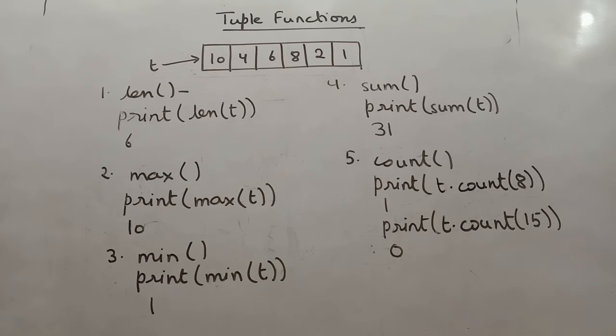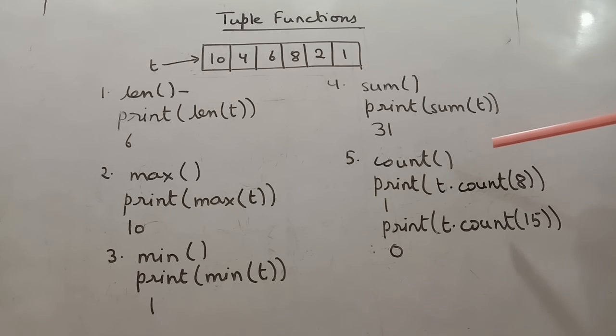The next function is your sum function. Now sum function is going to add all the elements of the tuple and provide you the answer. So print sum t is going to give you the answer as 31. Why? Because when you add all these elements, the answer is 31.